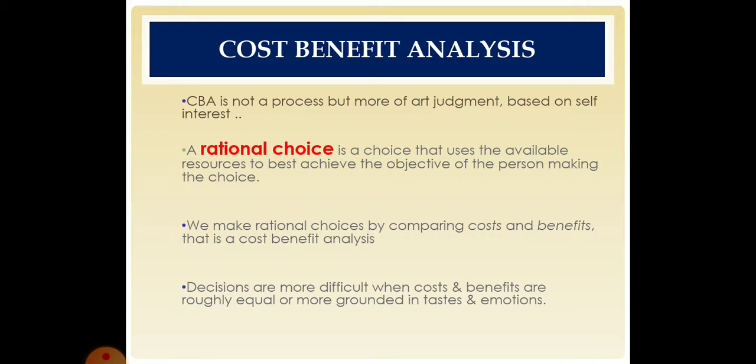A rational choice is a choice that uses what? The available resources you have to best achieve the objective of the person making the choice. We make rational choices by comparing costs and benefits, of course. That's a cost benefit analysis. Decisions are more difficult when costs and benefits are roughly equal or more grounded in tastes and emotions. So if the two options are very near to each other, it's very hard to make the decision.